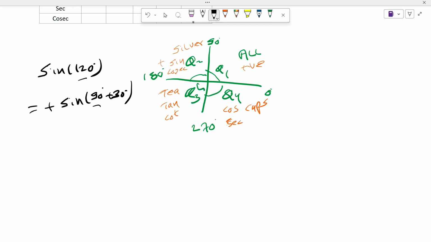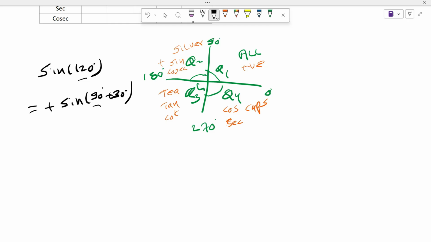9 is even or odd. If the number is even, then the angle will be taken as it is. If the number is odd, then the angle will change from sine to cos. It's alternative. So in this case 9 is odd, right? So that's why it is becoming cos.